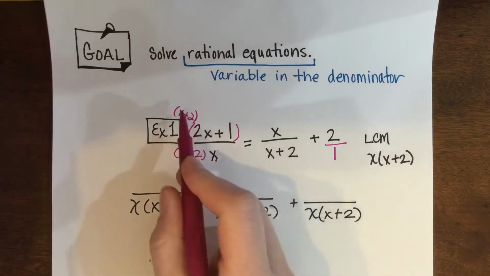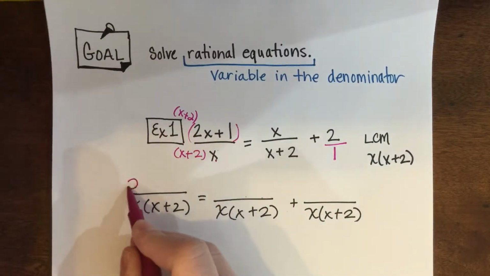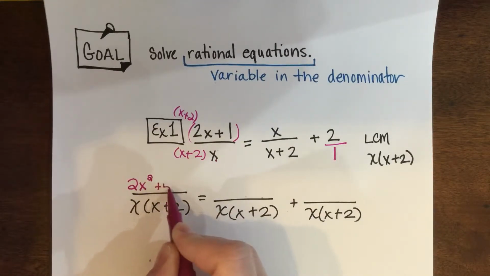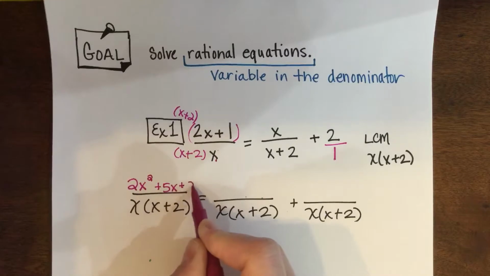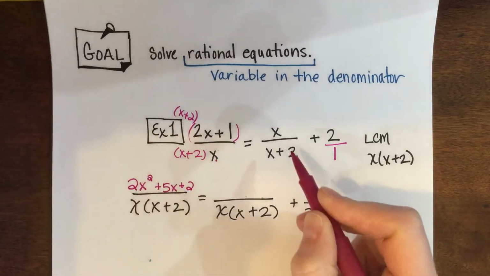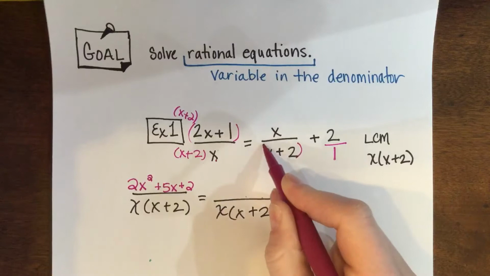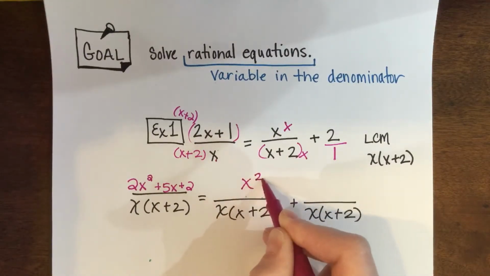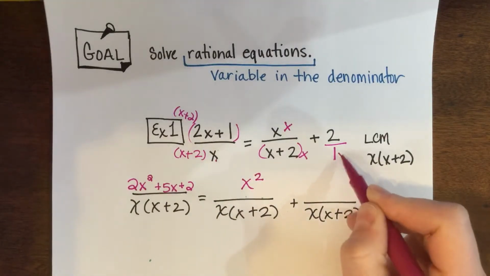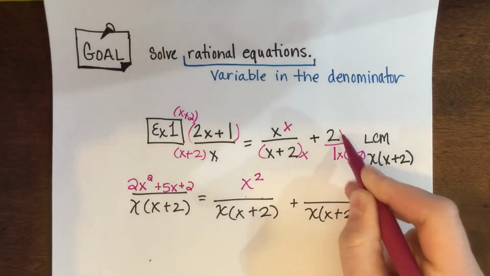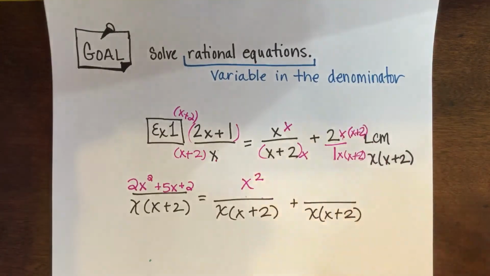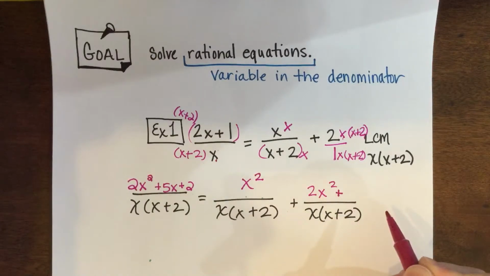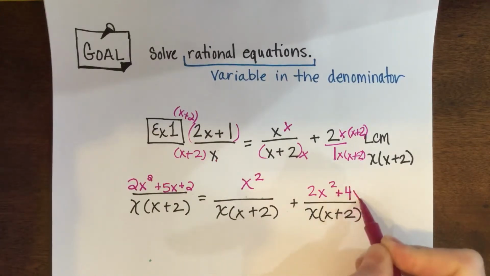And when I do that, if I FOIL out this numerator, I'm now left with 2x squared plus 5x plus 2. Well, when I look at this term, I'm now missing an x. So I need to multiply numerator and denominator by x. So then I end up with x squared. And here, I'm missing both of them. So when I go to solve that one, I have 2x squared plus 4x.